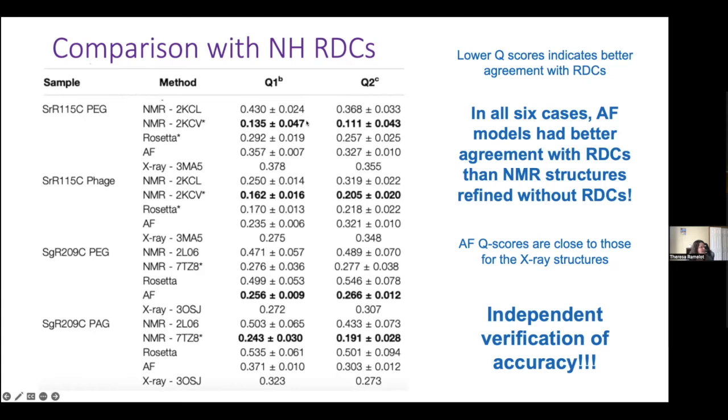And then we can also compare to the X-ray structure and the RDCs, and see that sometimes the AlphaFold structure has even better agreement than the X-ray structure. So the AlphaFold Q-scores are actually close to those of the X-ray structures. This was really interesting to us, and independent verification that these AlphaFold structures are very accurate.